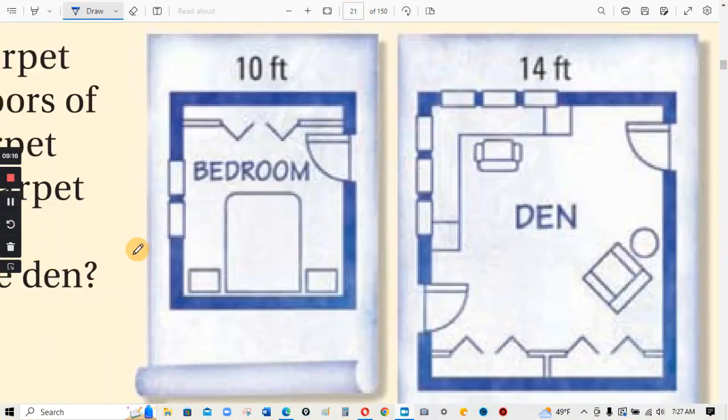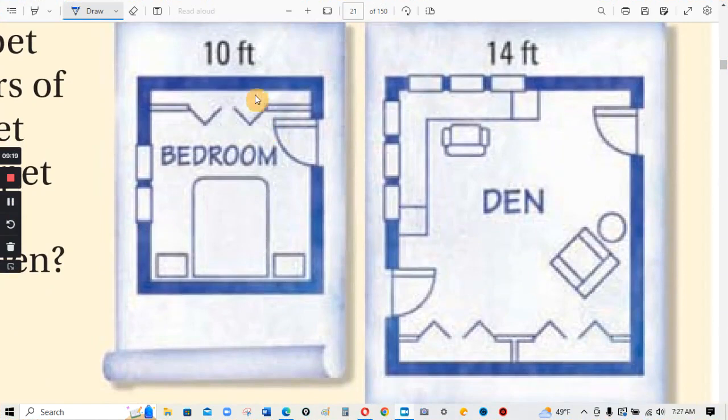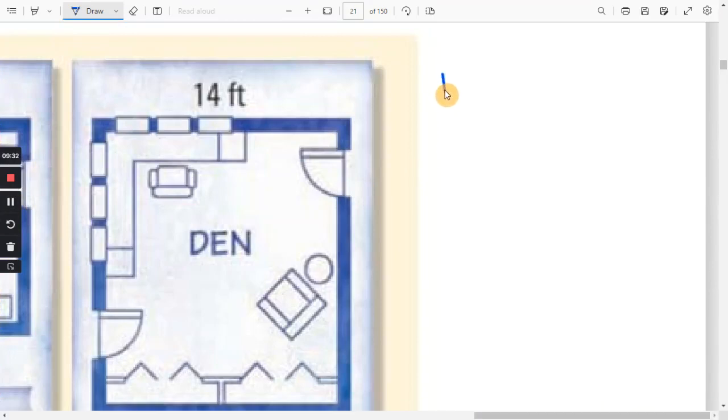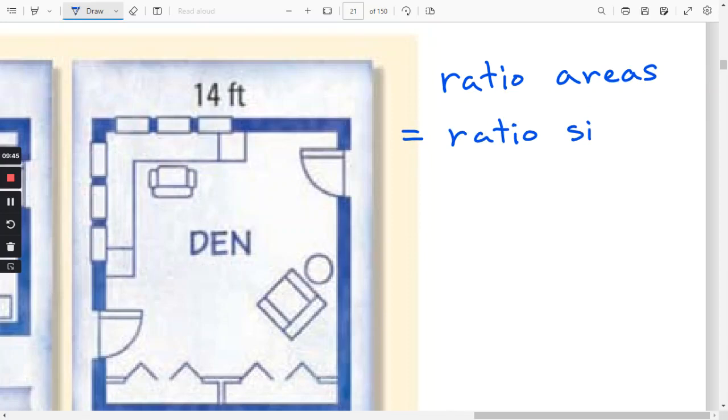Okay, so they said these rooms are similar. The only thing we have to start with is the ratio of the sides. So let's do that and find the ratio of the areas. So we know that the ratio of the areas is going to equal the ratio of the sides squared. All right, so all we need to do is find that and square it.